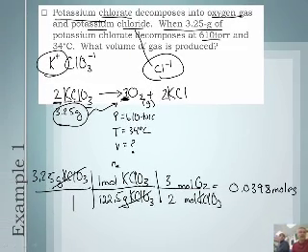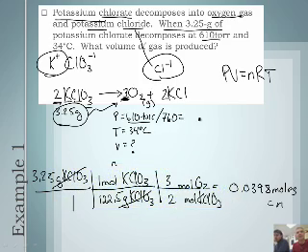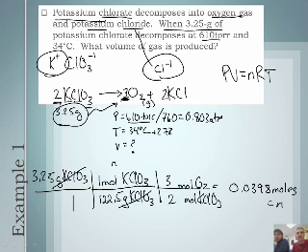That's n. So we're going to do PV equals nRT, and we're going to solve for V. We have an issue with pressure: 610 torr. We'll divide that by 760 to get atmospheres, which is 0.803 atm. And for temperature, we'll add 273 and get 307 kelvin. Now I'm going to plug my numbers in.